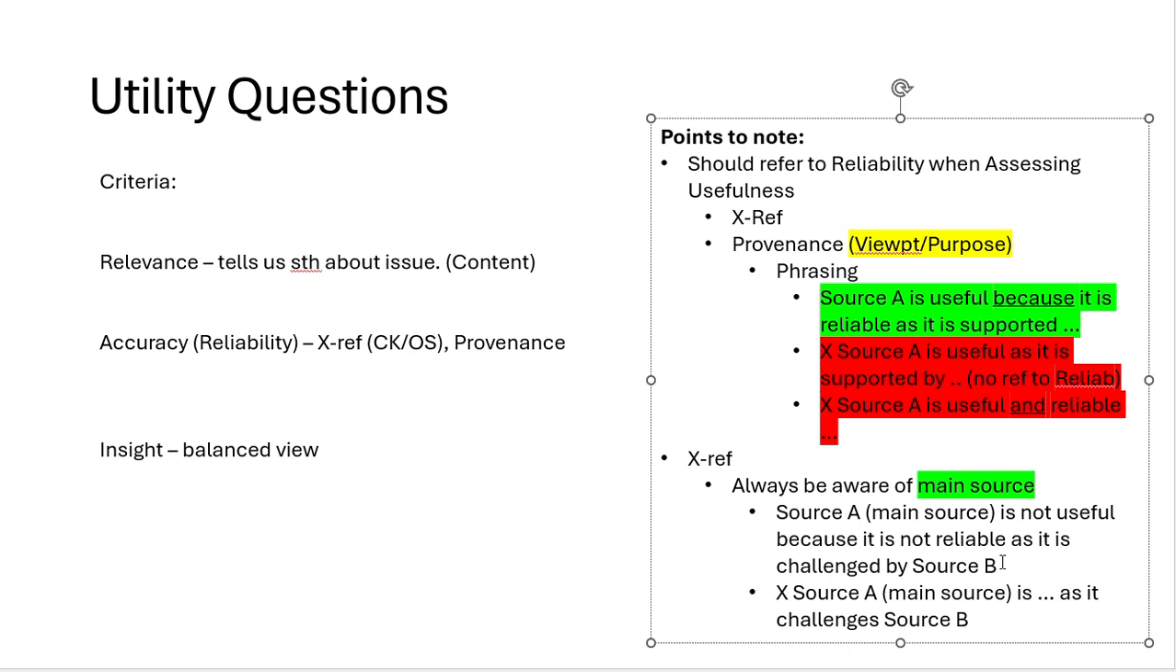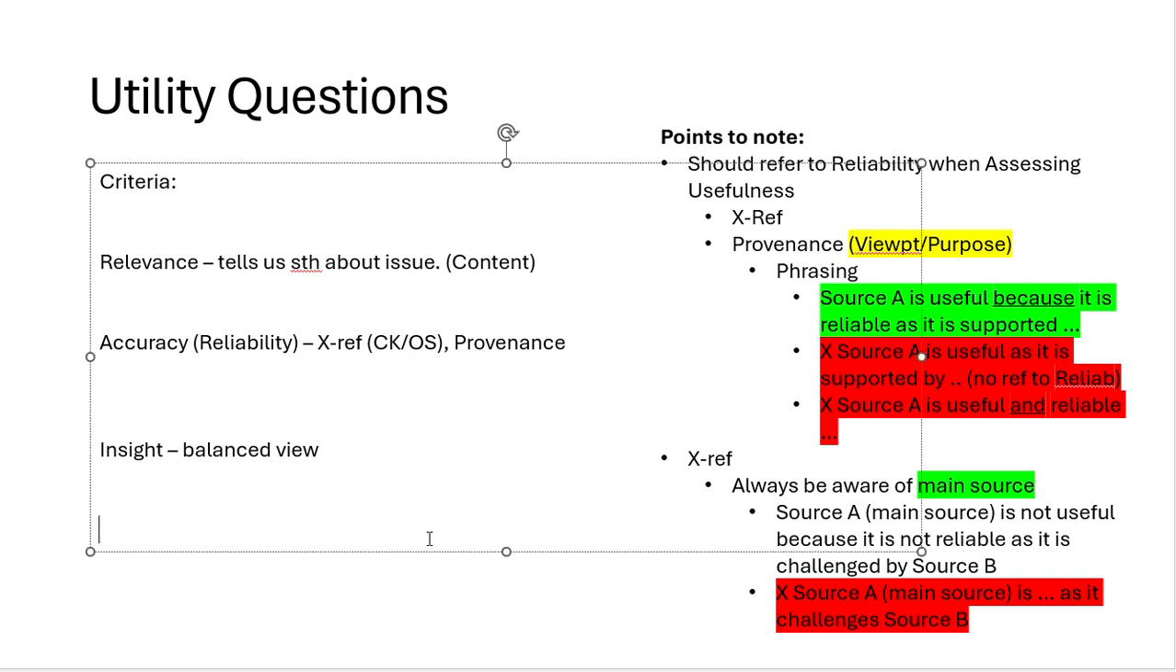So basically, the other source that you are cross referring to is the one challenging or supporting this main source. Okay, so you cannot say that it challenges another source, but rather it is being challenged by this external source that you're bringing into the picture.